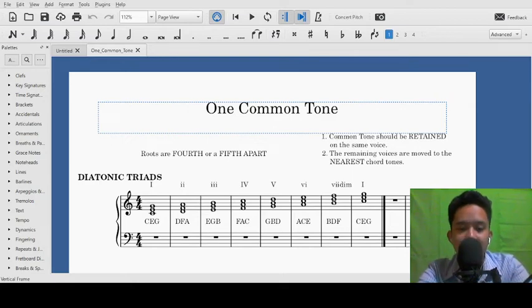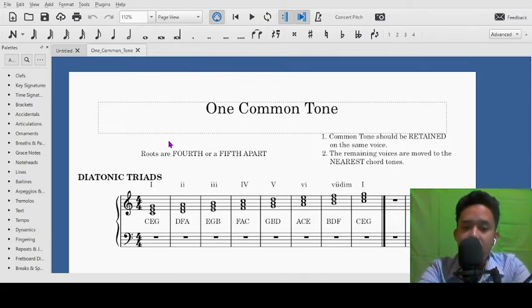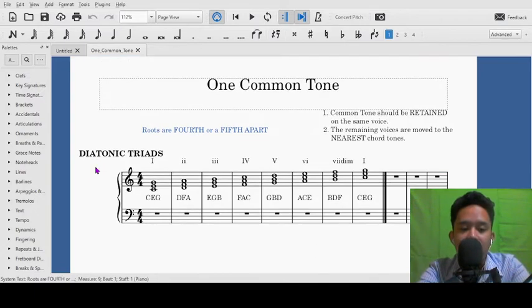Good day everyone. In this video we will be tackling how to connect triads with one common tone. One trick to distinguish triads with one common tone is to look at their roots. If their roots are a fourth or a fifth apart, they have one common tone. Let's take a look at our diatonic triads here, to see if this is true.